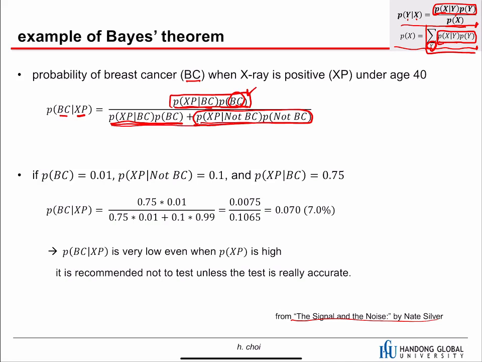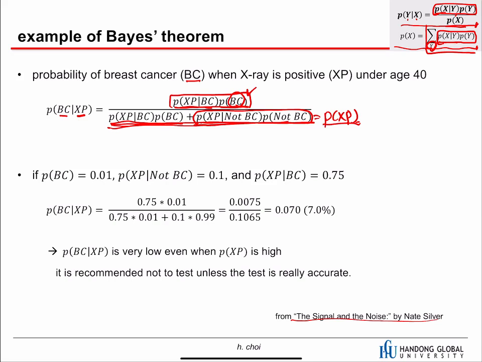And again, this one is corresponding to P of XP. This summation is actually corresponding to P of XP. Okay, so now we have a Bayes rule for this case. Then let's actually use some specific numbers.